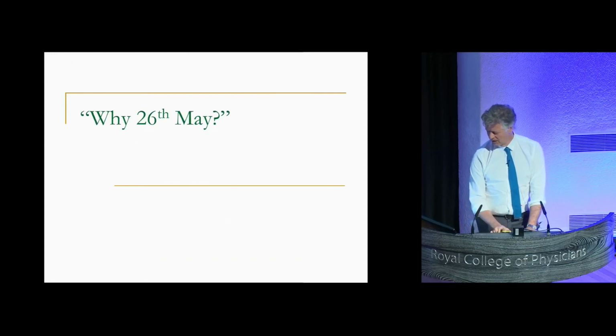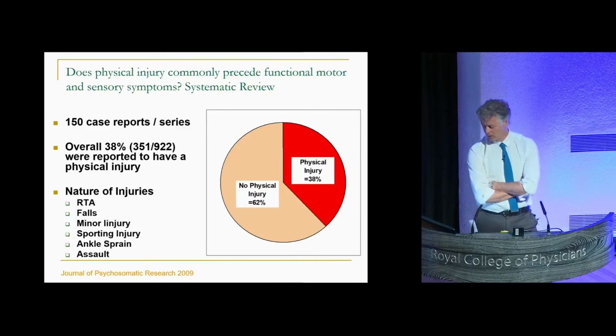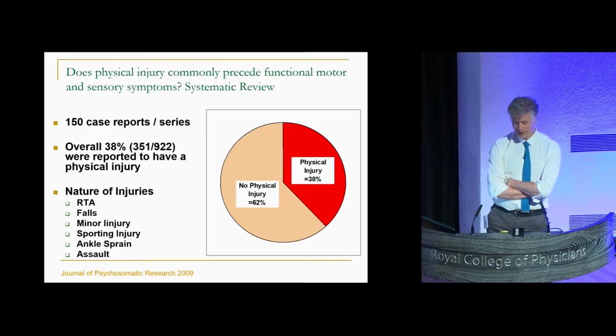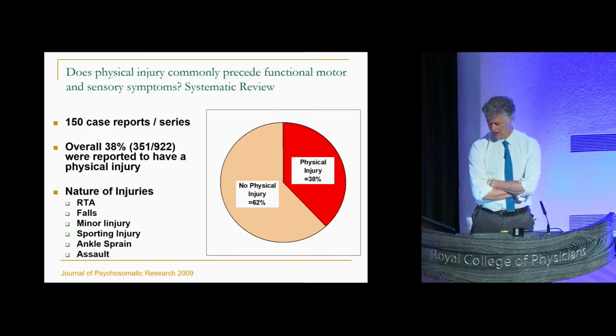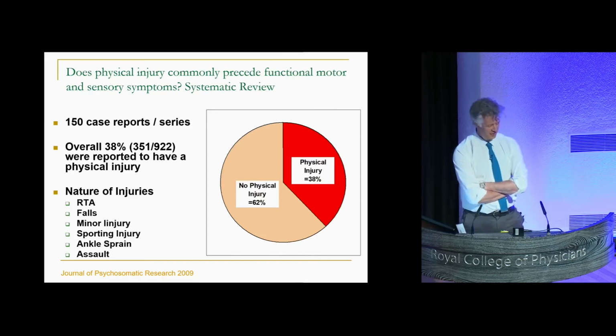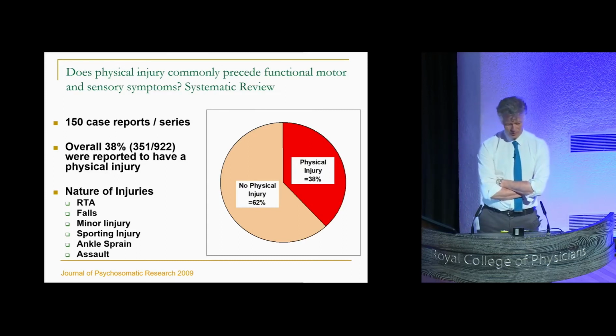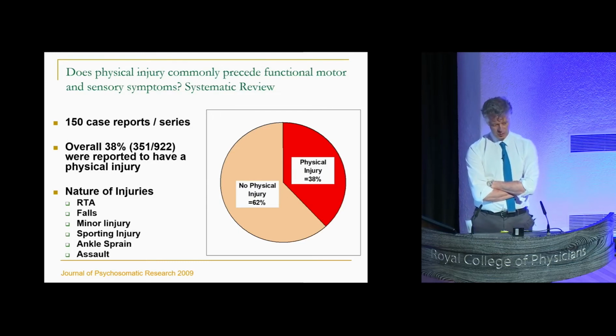So if we've got somebody presenting today, why the 26th of May? Well, this is where the medico-legal overlap comes. The single commonest trigger towards a functional disorder is some form of modest, or often modest, physical injury, probably in about 38%. And that's been replicated in a couple of prospective studies since we suggested this a few years ago. It is important to remember, however, that this does mean that more people don't have their condition triggered by a physical injury. So there are multiple reasons, and just because somebody happened to have physical trauma around the time of onset doesn't mean that was the cause.